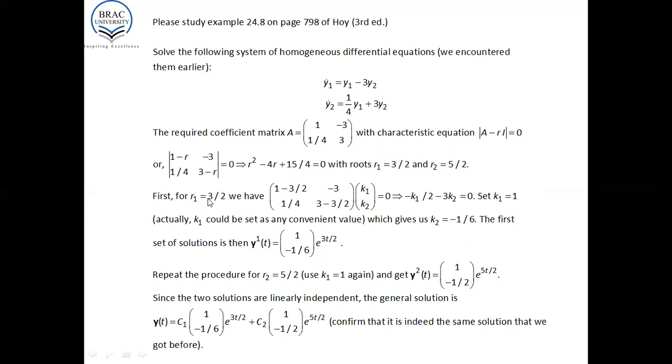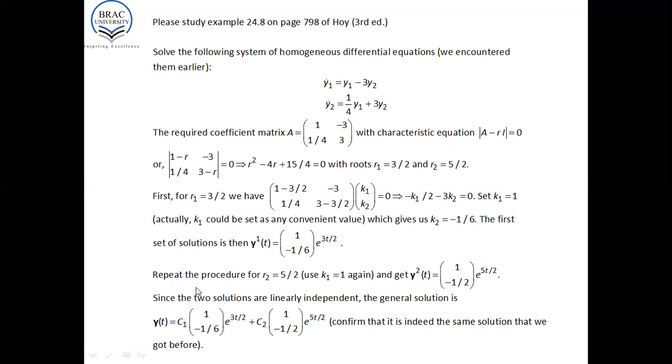Now first, for r1 equal to 3 by 2, we replace r with 3 by 2 and we obtain this equation. Set k1 equal to 1. Actually, k1 could be set as any convenient value because k2 is simply a multiple of k1. So you can set k1 to be any value. So we set k1 equal to 1, and that gives us k2 equal to minus 1 by 6. So the first solution is y1 equal to the vector (1, minus 1 by 6) times e to the power 3t by 2.